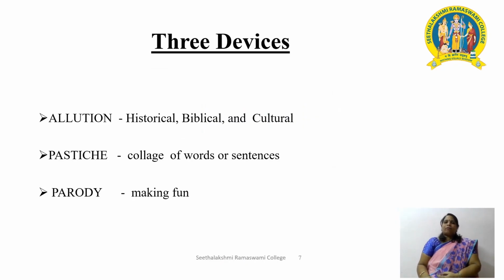Three devices of intertextuality. Intertextuality enters the novel through three devices. They are allusion, passage, and parody. Allusion means what? It's a reference to a quotation or any other novels or short stories, and we could find these kinds of references from three major areas: historical, biblical, and cultural. Why not, in literature also we could find this kind of reference.